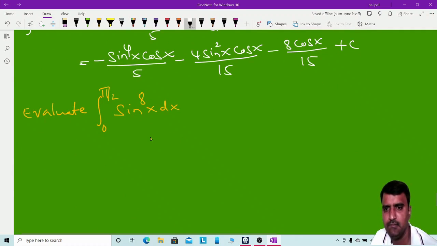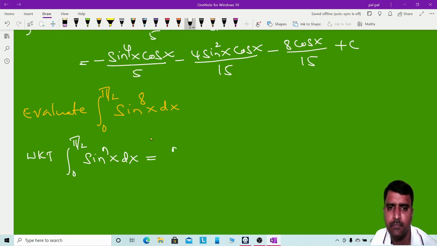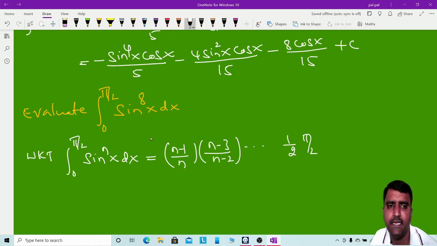We know that integration from 0 to pi by 2 sine to the power nx dx is equal to n minus 1 by n into n minus 3 by n minus 2 and so on. It is 1 by 2 into pi by 2 when n is even number. Here the power of the sine is 8.